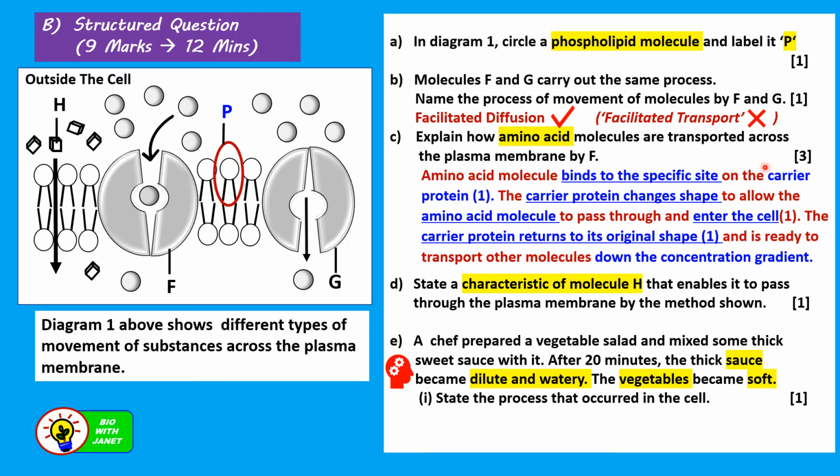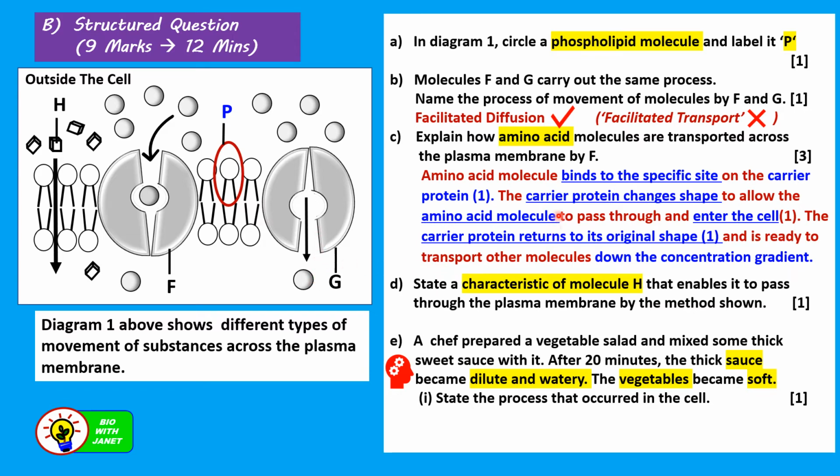Now, first we must state that the amino acid molecule binds to the specific site on the carrier protein here, right? Next, the carrier protein changes shape from shape in F to the shape of G, where it opens up. At first, for F, it opens up to the environment, right, to get the molecule. And then after that, it changes shape so that the carrier protein opens up to the interior or the inside of the cell so that the molecule can enter the cell.